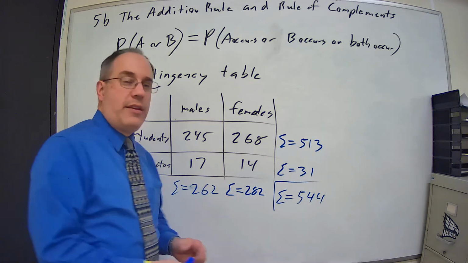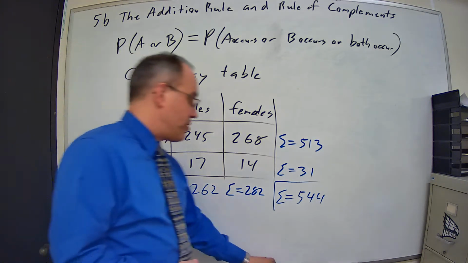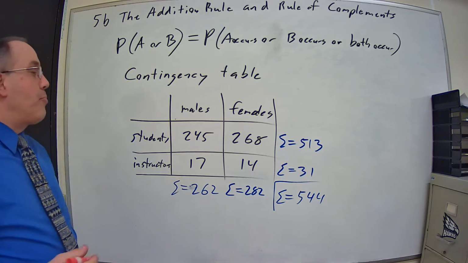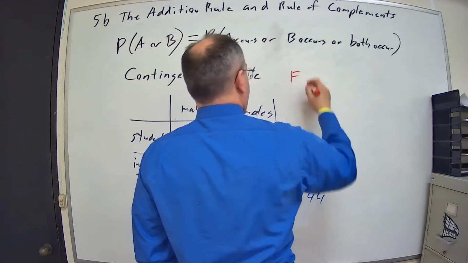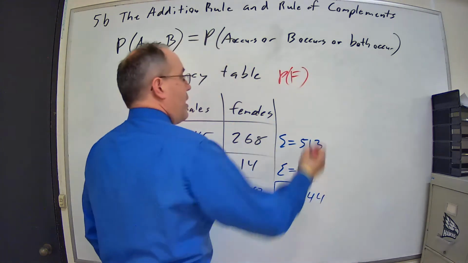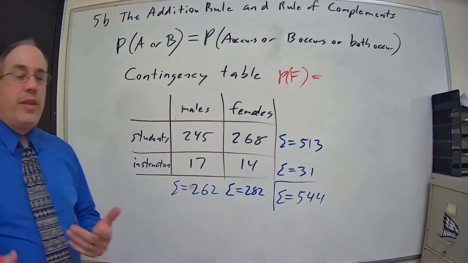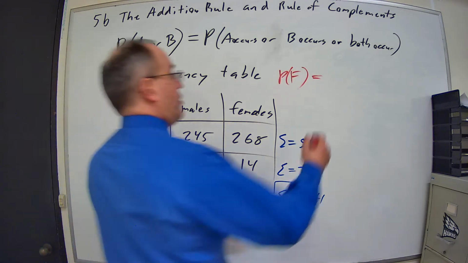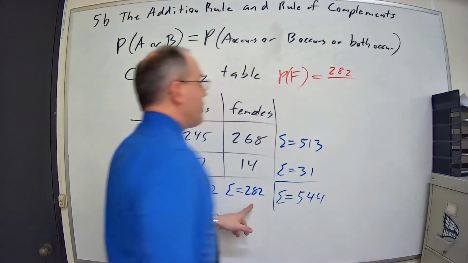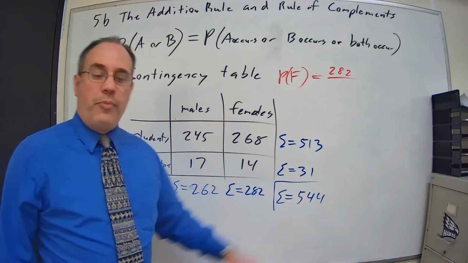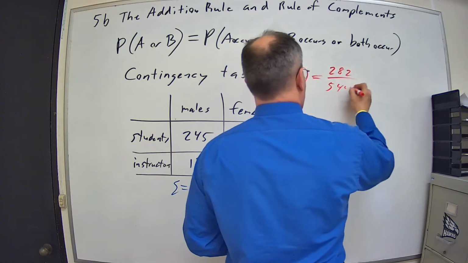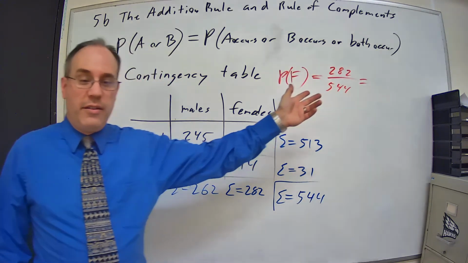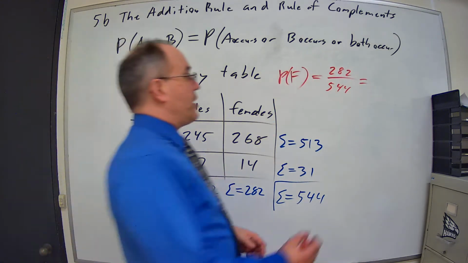Now we can use this table to answer some basic questions. What is the probability that we select a female? How many females are there? There are 282 females out of 544 people. Remember, if you're going to keep that as a fraction, you have to reduce it. Or if you turn it into a decimal, I get 0.52.